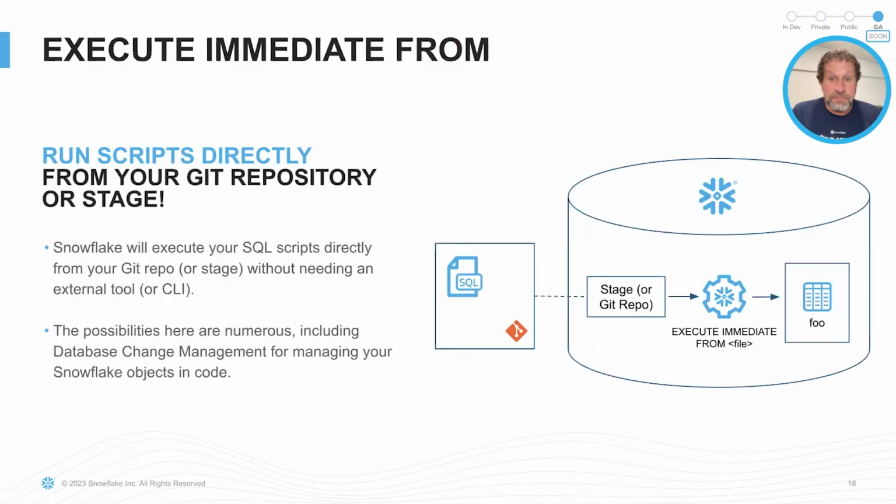Then execute immediate from. We already have a feature in Snowflake called execute immediate that lets you execute a SQL script block. What this command does is it lets you execute a file that lives in a stage. So you've got a file with some SQL commands in a stage. And if you run execute immediate from with the path to that file, Snowflake will run the contents of that script. So pretty powerful. And that stage can also be a Git repository.